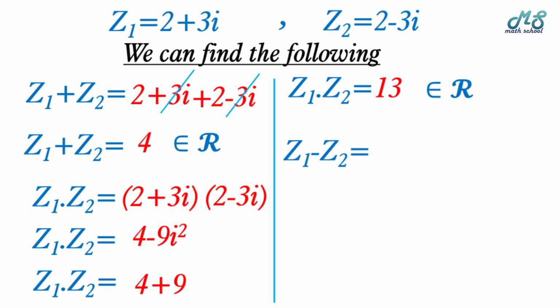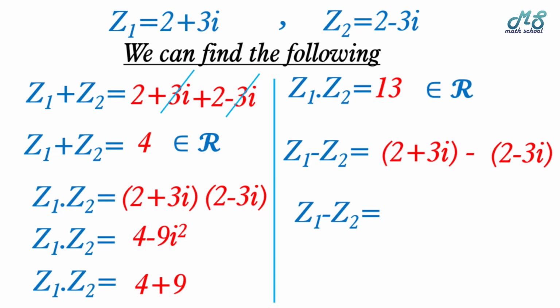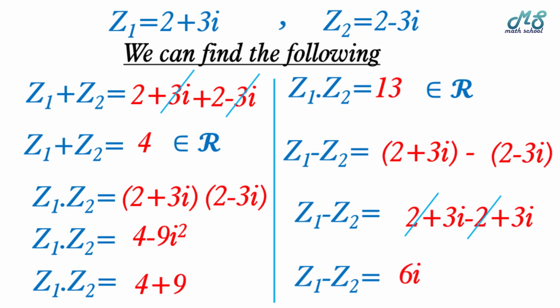The first, 2 plus 3i, minus the second, 2 minus 3i. We can deduce by using distribution property that it equals 2 plus 3i minus 2 plus 3i. We can now simplify. Negative 2 cancelled with positive 2. 3i plus 3i equals 6i. Collect like terms.